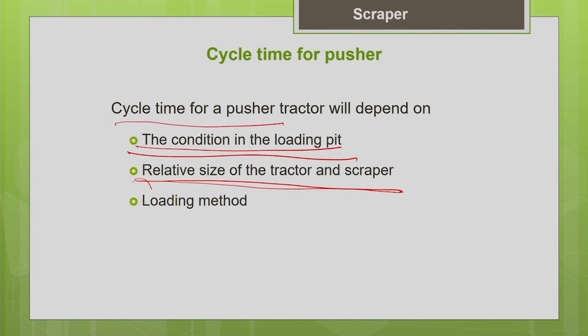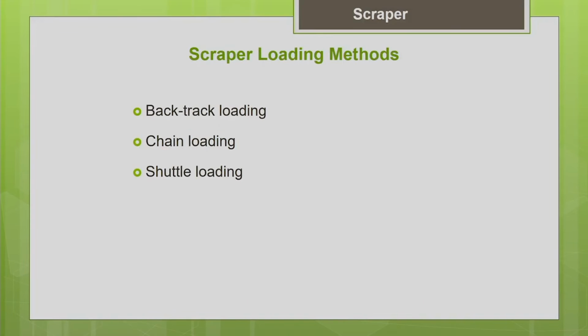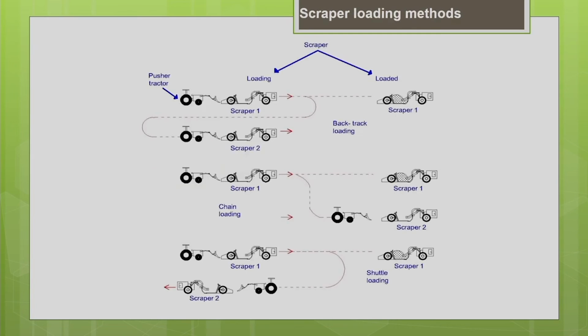And another important thing is the loading method. There are different loading methods. We are going to discuss those loading methods one by one. So let us see what the scraper loading methods are: backtrack loading, chain loading, shuttle loading. So what are these loading methods we are going to discuss now? The first is the backtrack loading method. So this pictorial representation will clearly explain the different types of loading methods. The first one is backtrack loading, the second one is chain loading, and the third one is shuttle loading. So what is this backtrack loading?